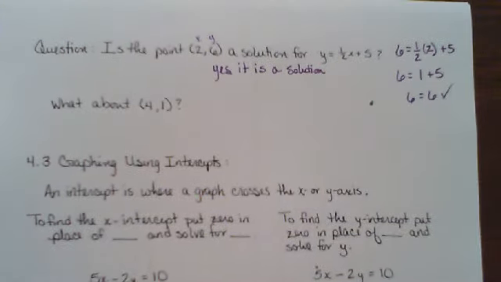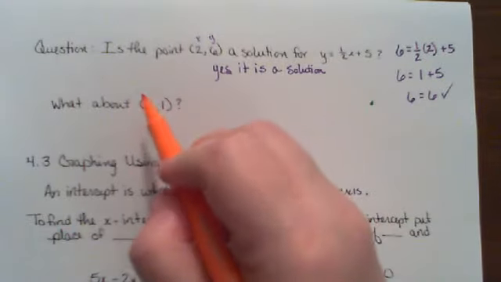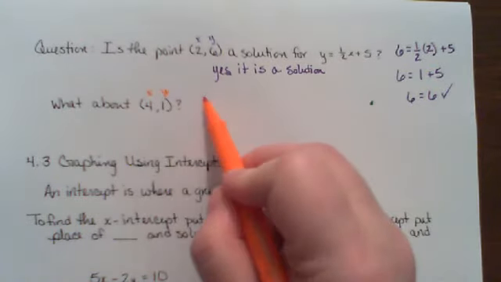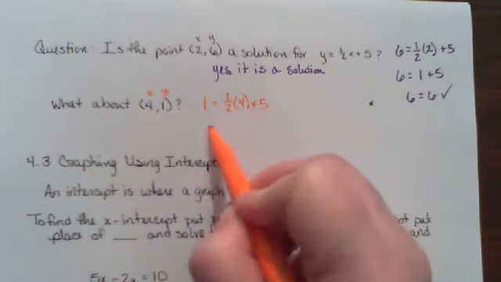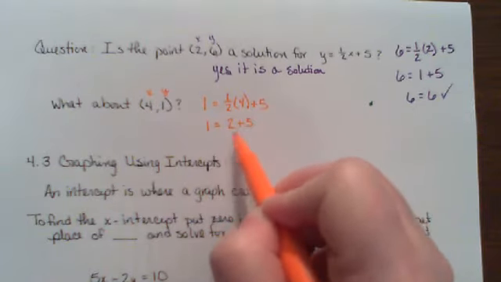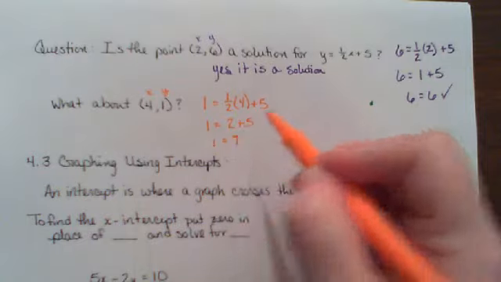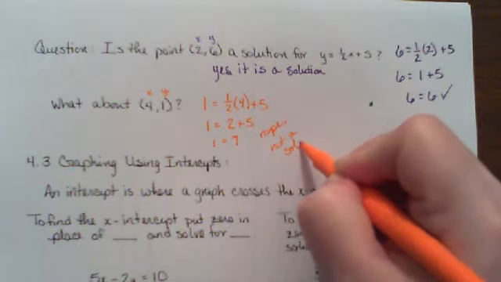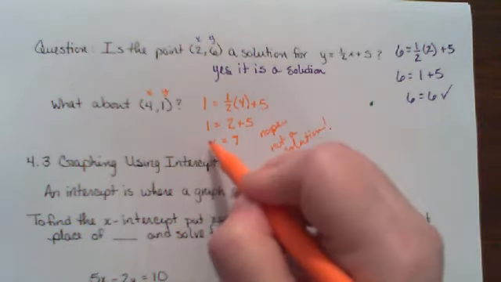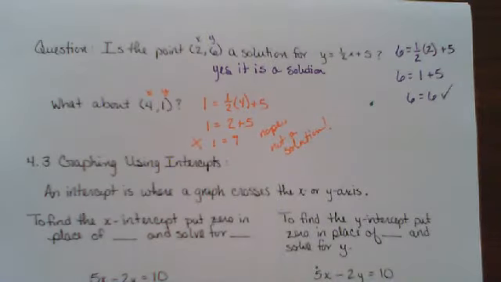You try 4, 1. So this is your x, this is your y. That would be 1 equals 1/2 times 4 plus 5. 2 plus 5, does 1 equal 7? Nope. Not a solution. That's just so you understand when people ask if something is a solution, not whether or not it's going to be one.